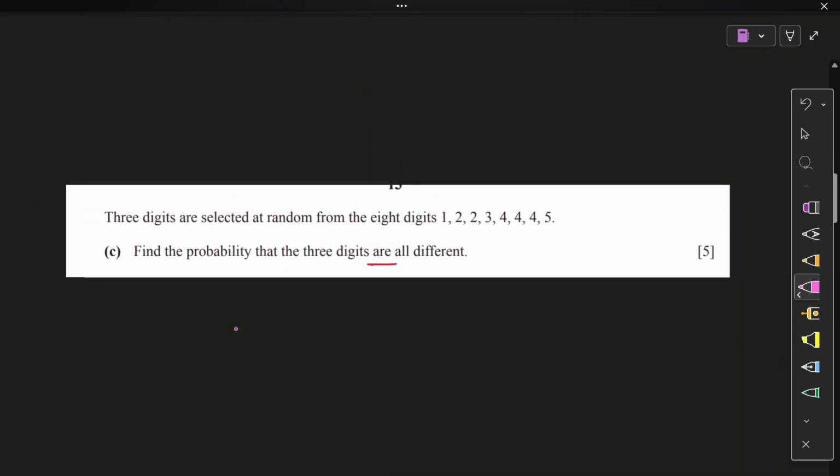Alright, so 3 digits are selected at random from the 8 digits, blah blah blah. Part C, find the probability that 3 digits are all different. Okay. Very good question. See, now we already know it's a combination question, a selection, because we are selecting 3 out of the 8. Now, it is a possible selection question. How did I know that? Because they've used the word probability. What is probability? Whenever probability and selection are used together, we know it's a possible selection question, right? So our numerator has to consist of possible selections.